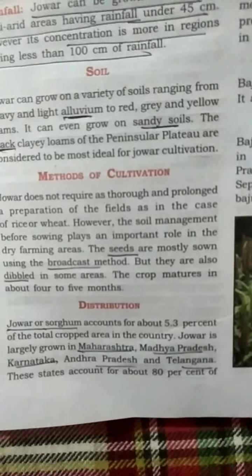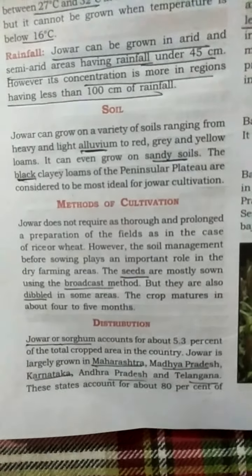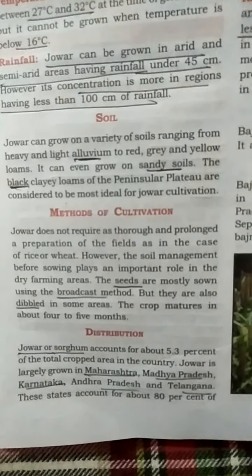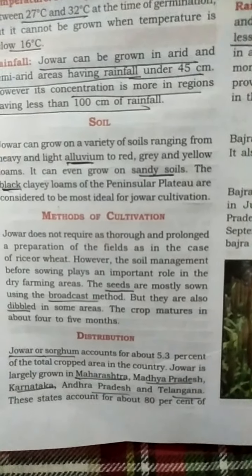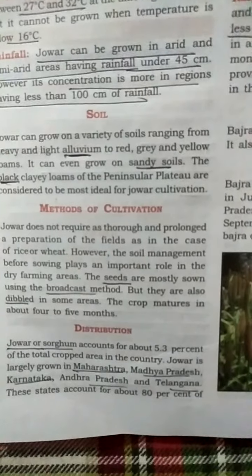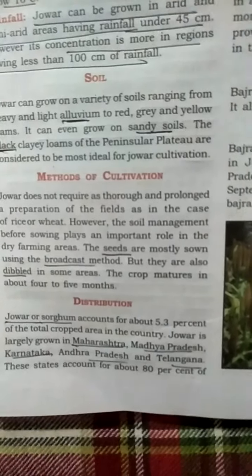Next one is distribution of jowar. Jowar is also known as sorghum. It is mainly grown in Maharashtra, Madhya Pradesh, Karnataka, Andhra Pradesh, Telangana.